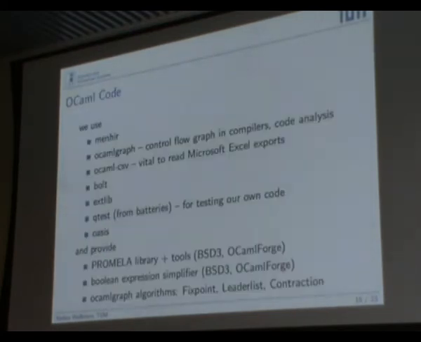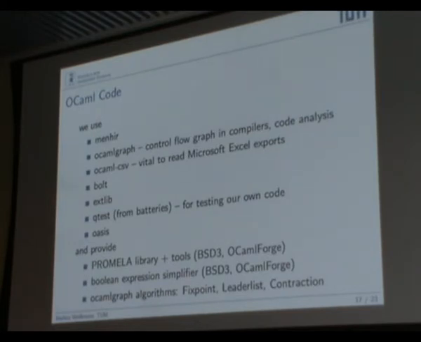So for our OCaml code, what we actually use, aside from OCaml itself of course, is Menhir. This is a really great parser generator, especially since we didn't have a formal grammar of the robot programming languages. This helped a lot. Then we're using OCamlgraph. We're using that for the control flow graph in our compilers and for the code analysis there.